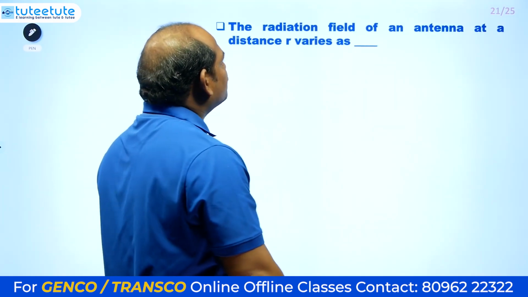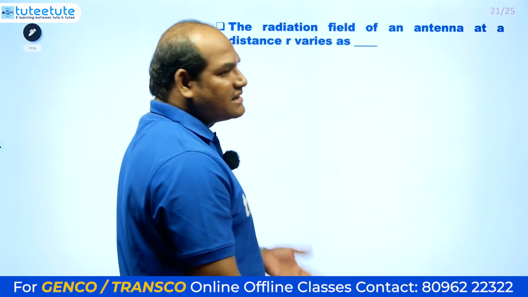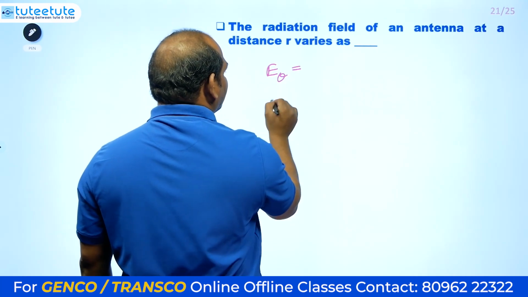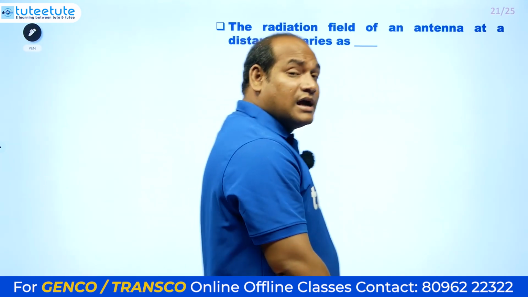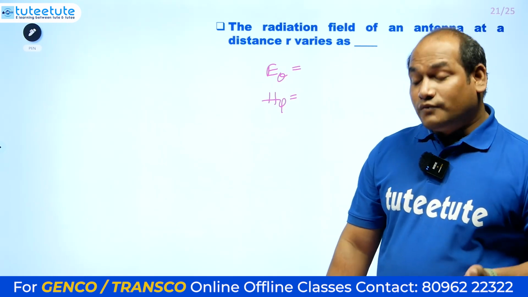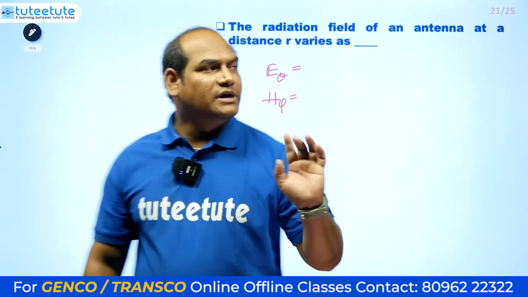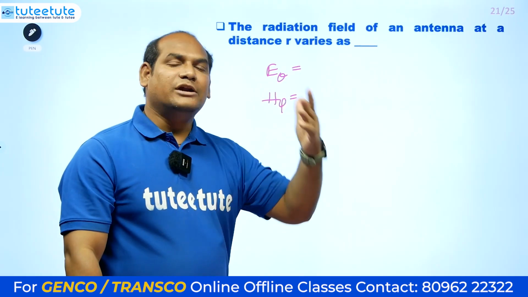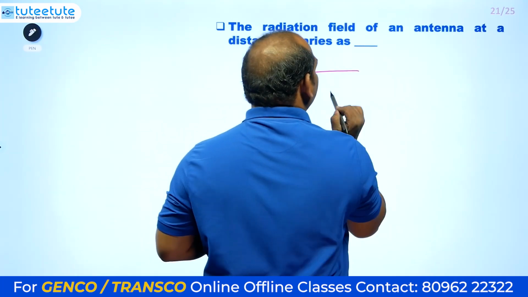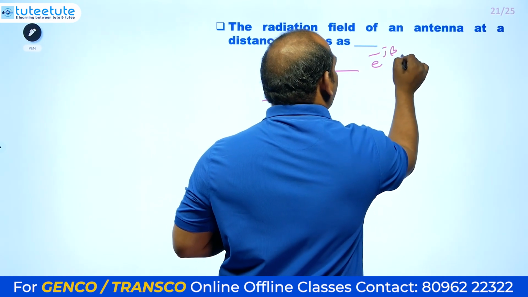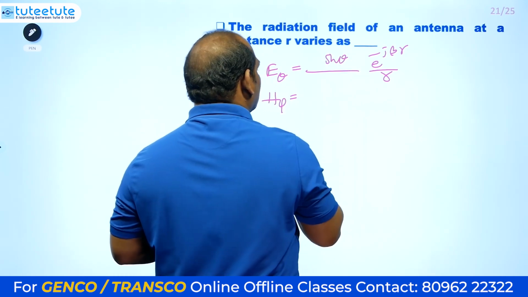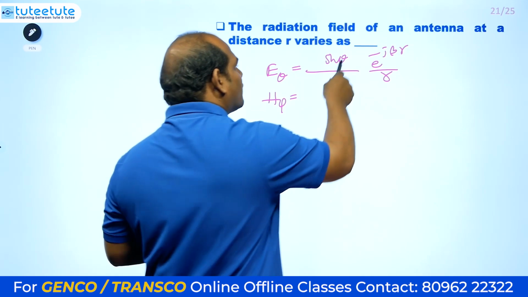Now the next question. The radiation field of an antenna at distance R varies as... it is a theoretical question. If you take an antenna, we have to measure the radiation, meaning electric field and magnetic field. In that electric field, you will not have all the components. Only the theta component will be there, that is E theta, and only the phi component for H. If you see these equations, some constant will be there and e power minus j beta R by R, and sin theta may be available. Based upon the antenna, this theta quantity will change.